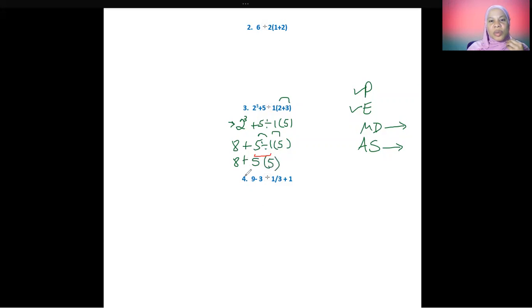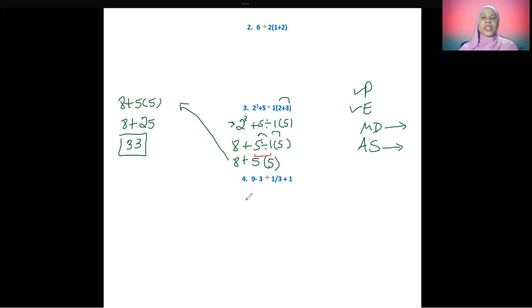Now, what do I do? Do I do addition or do I do multiplication? And so I know that you're supposed to do multiplication. So I'm going to put this over here, sorry, to give more space. So this is 8 plus 5 times 5. Okay, so 5 times 5 is 25. I bring down my 8. Everyone has that? Now 25 plus 8 is 33. Okay.